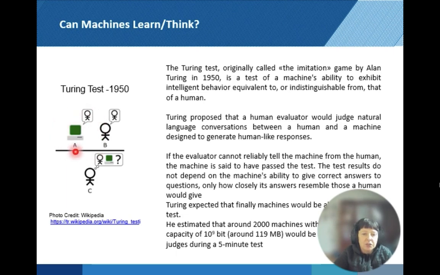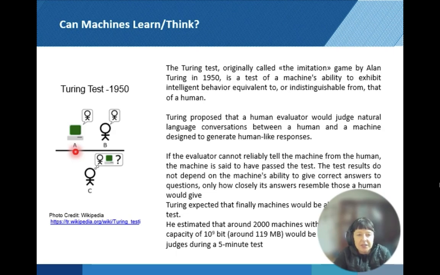Of course, at that time, voice generation was not available like it is nowadays, so the conversation was being held by a computer keyboard. If the evaluator cannot reliably tell the machine from the human, the machine is said to have passed the test. The test results do not depend on the machine's ability to give correct answers to questions, only how closely the answers would resemble those of a human being.